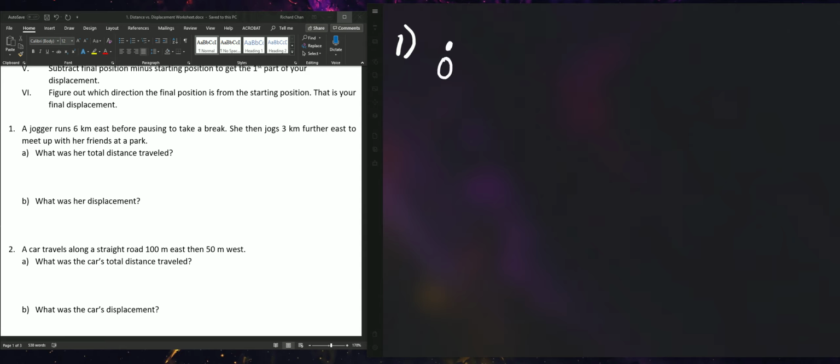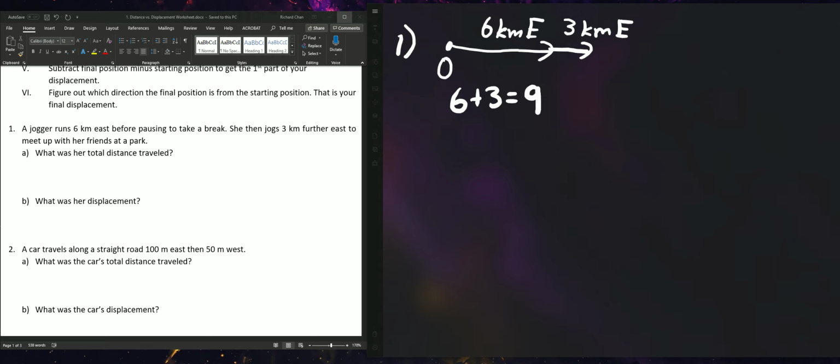Again, we start from our initial point and we go this way, 6 km, right? So this is 6 km to the east. And then we travel 3 more kilometers to the east. Alright, so now what is her total distance traveled? Well, her total distance traveled is 6 plus 3. So 6 plus 3 is 9 km. I ignored the units here. Please do not do that. But for now, we're just doing this.